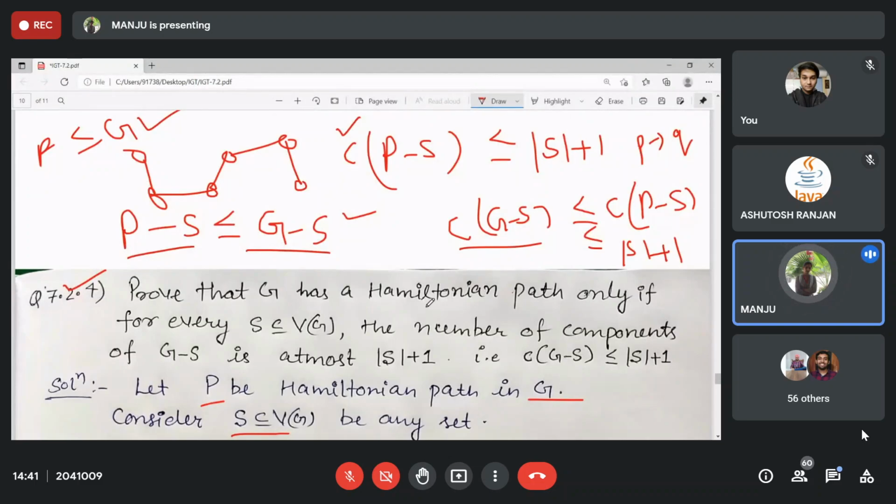This is your P implies Q statement, right? Now, if you want to show some graph does not have any Hamiltonian path, that is, there does not exist any spanning path, then what you will say? You will try to find some S, the negation of this one. You will show the negation of this one, that is, greater than this one for some S. So for some S, the number of components of G minus S will be strictly greater than this. Then G has no Hamiltonian path. Okay?